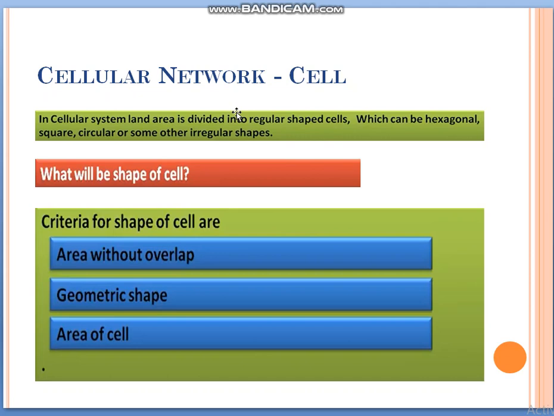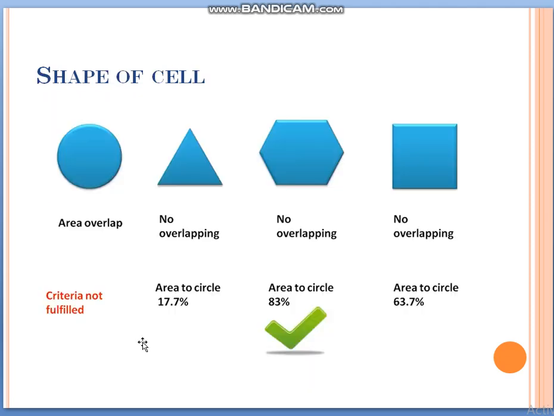So how do we select a cell? In creating a cell, we use a hexagonal shape. Why do we use a hexagonal shape? This has been verified by looking at shapes that cover an area without overlapping. Consider the geometrical shape and area of a cell.